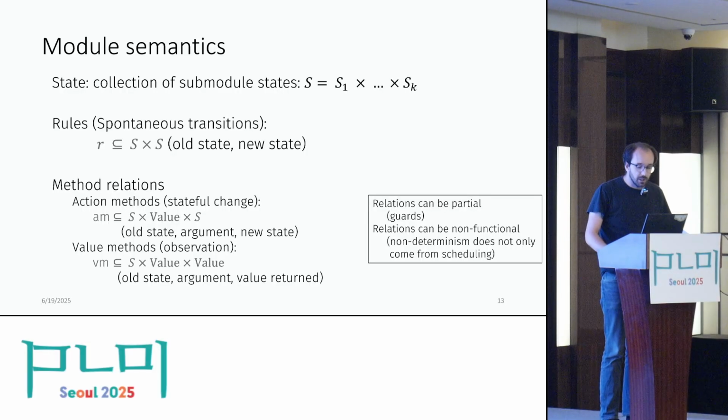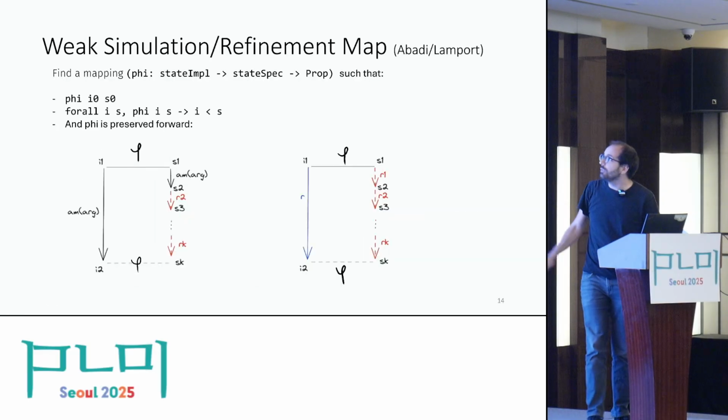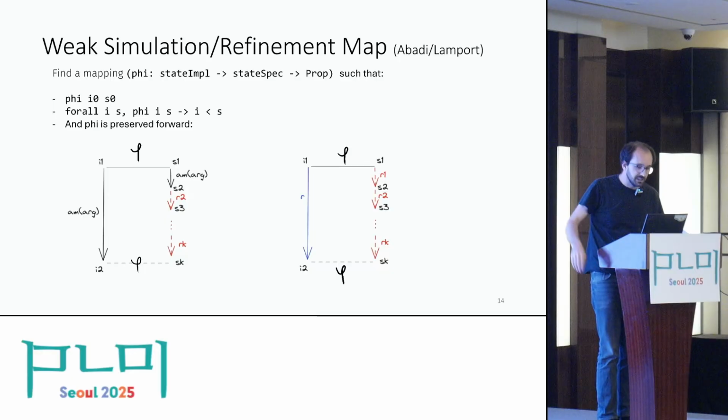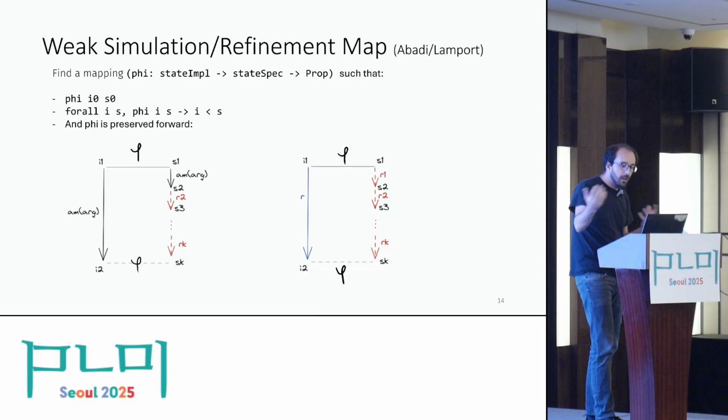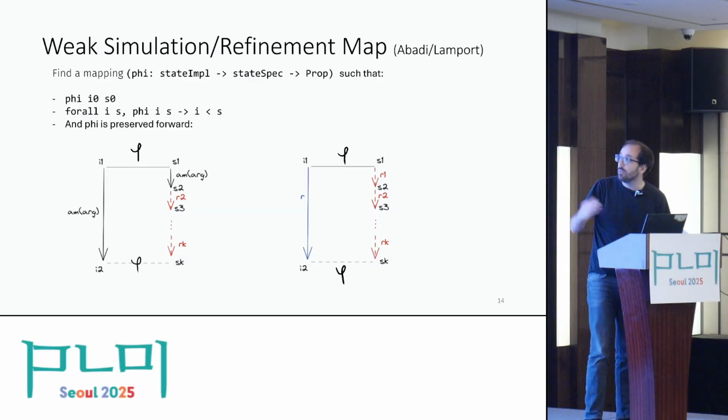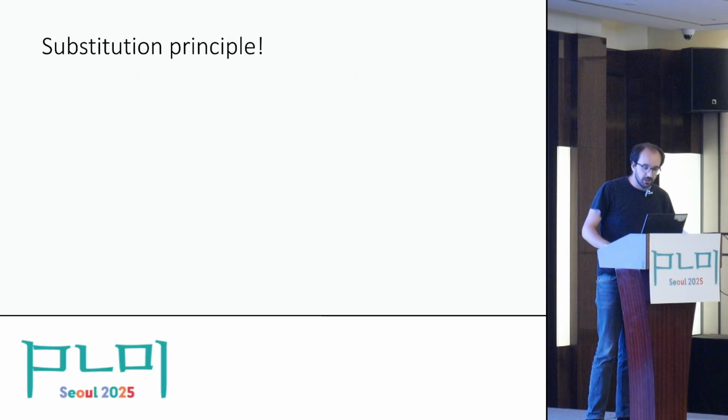But more importantly, we are on the highway in terms of theory. We can reuse very well-known theory of weak simulations to be able to study how one system is implementing another system. And I'm going to go quick on the details there. You can read the paper for more.